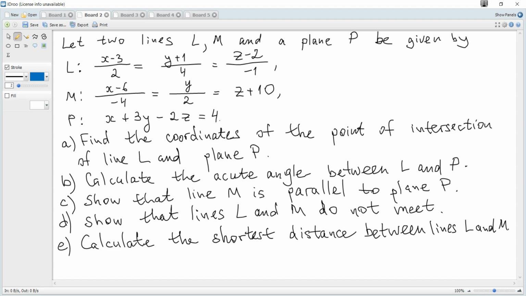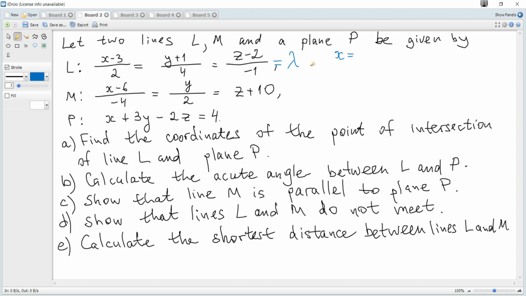Let two lines L and M and the plane P be given by. Question A. Find the coordinates of the point of intersection of line and plane. But first of all, let's rewrite our lines in vector or parametric form. So how to do that? Since the fractions equal some constant, let it be lambda, and hence just solve for x.